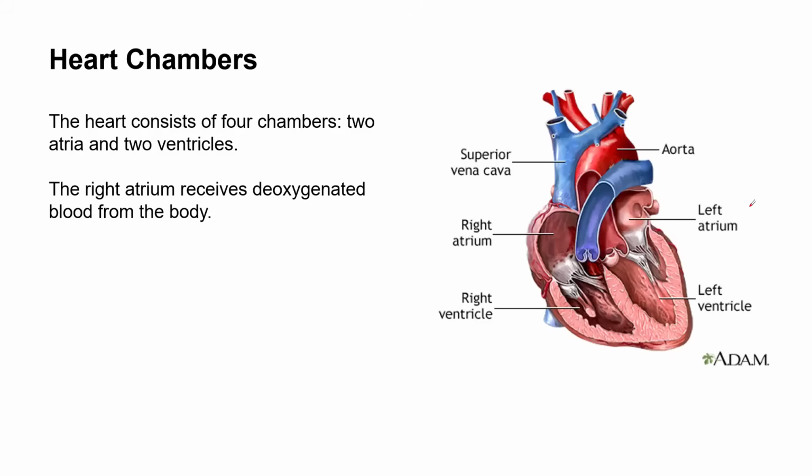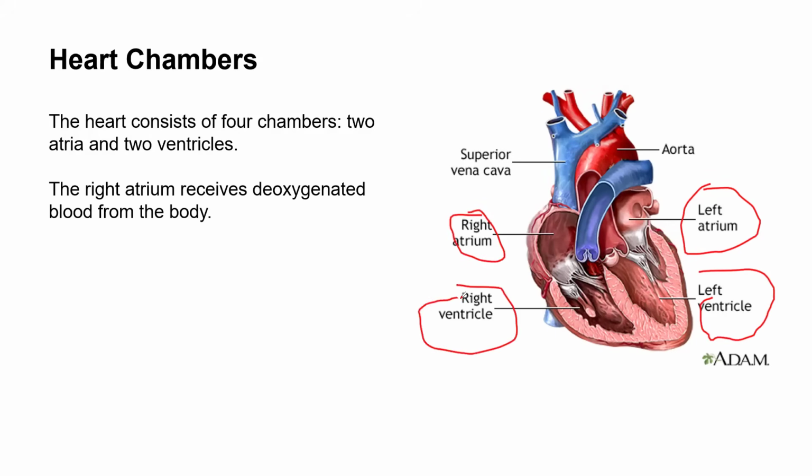And as we can see, this is where we have the four chambers. We have the left atrium, left ventricle, and we have the right atrium, and then the right ventricle. So it is the right atrium that receives deoxygenated blood. That is the blood coming from other parts of our body to the heart. So it is usually collected at the right atrium.